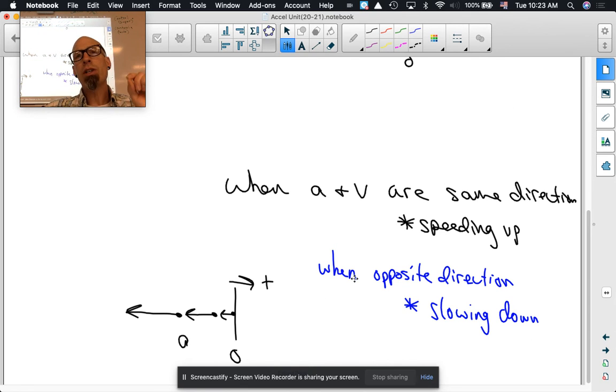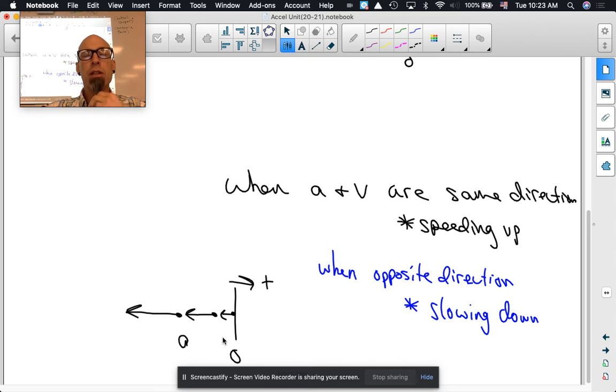When the acceleration and the velocity arrows are in the same direction, you're speeding up. When they're in opposite directions, you're slowing down. That is the pattern that we're seeing here. So that means I should be able to give you this motion map right here, and you should be able to tell me what direction the A is. What direction would the A be here?